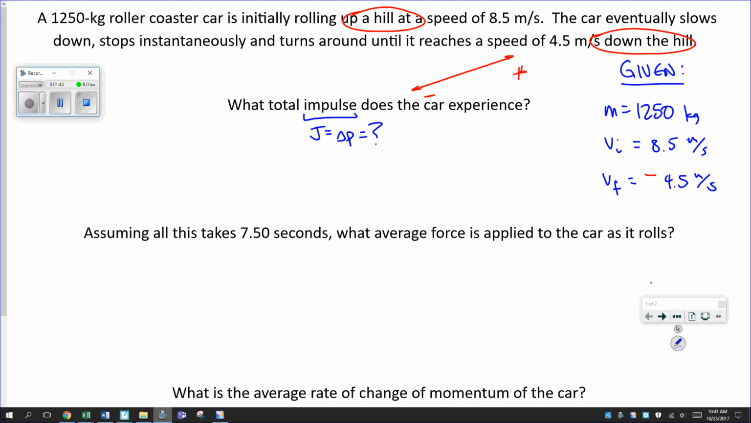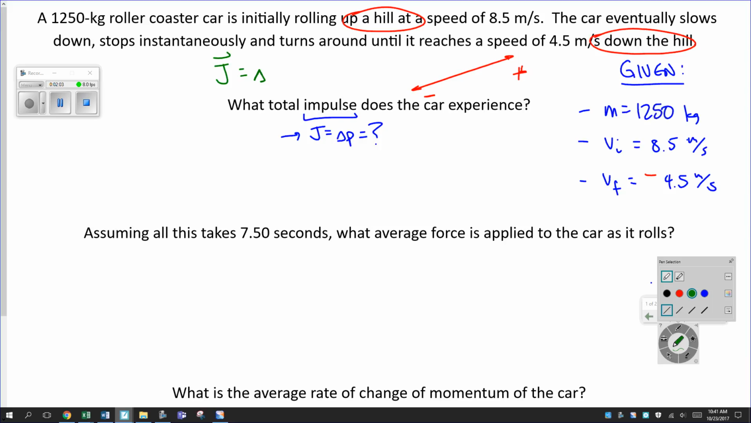Okay, so now we want to know the total impulse the car experiences. Here are the things we know. Here is the thing we're looking for. So what equation has those things in it? Well, what we're sort of working with by now is a few different equalities. One is that there's this thing called impulse that by definition is delta P.